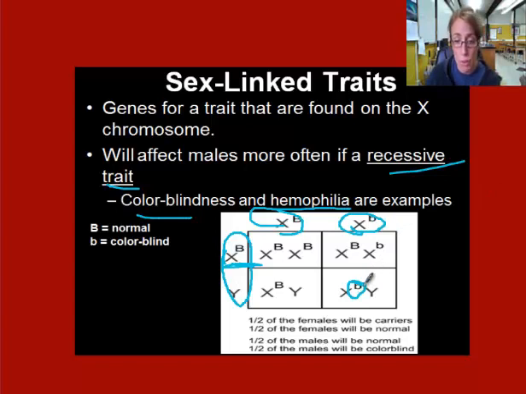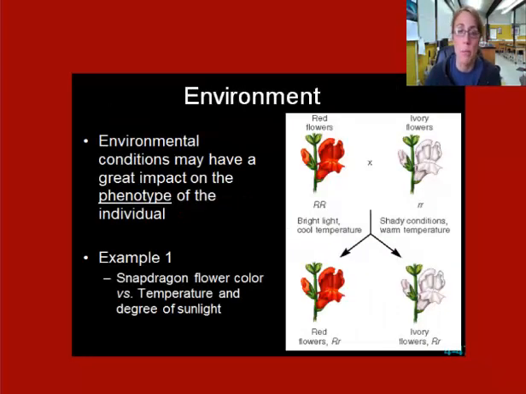So if a boy receives a colorblind allele, they're going to be colorblind. If a girl receives a colorblind allele, her other allele, if it's dominant, will mask that, and so they will not be colorblind. They'll have normal vision. So this is sex-linked traits, and they tend to show up a lot more commonly in males because of that.